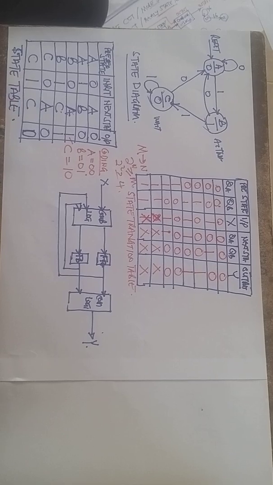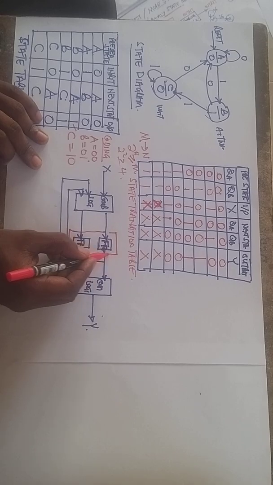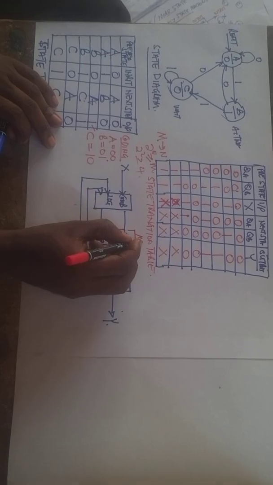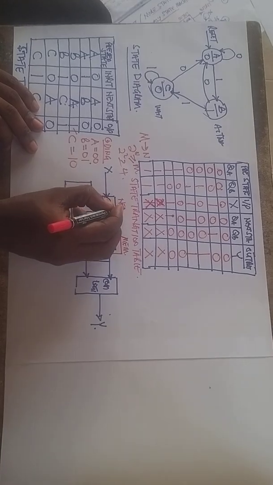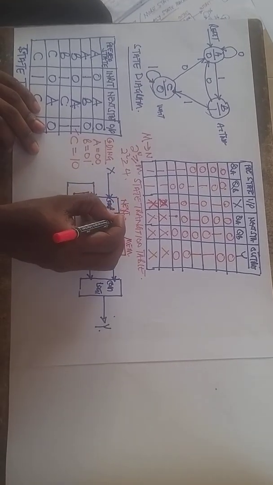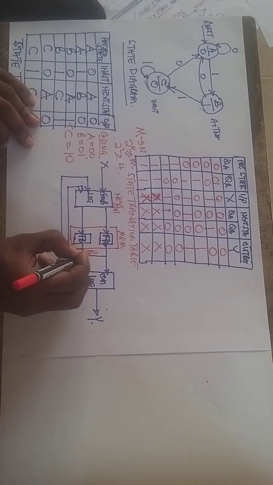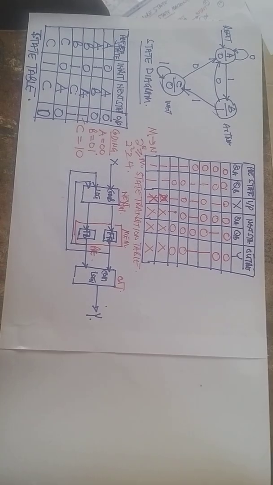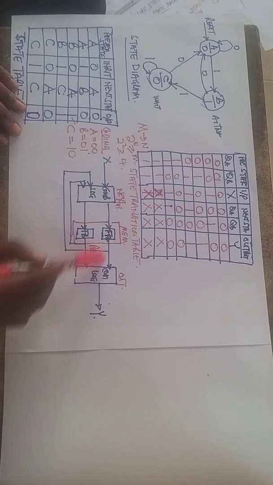If I like, I can put all this in one block. So this is one block, and this is my memory. This becomes my next state, and this becomes my present state. This is my output. So this is how my design is going to look like. Remember, we are using the Moore, and with the Moore, the output is controlled by the present state.